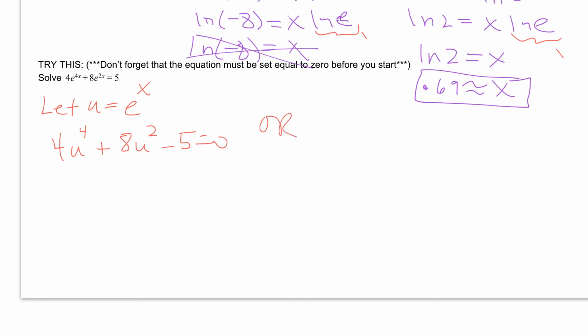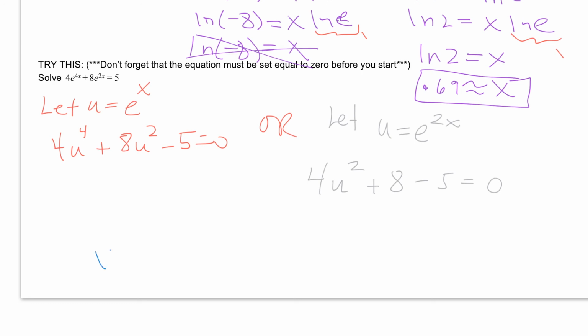Or you could let u equal e to the 2x. And if you let u equal e to the 2x, you end up with 4u to the 2nd plus 8u minus 5 equal to 0. So go ahead, either route that you want to take, and solve for u, and then eventually solve for x. Let me know if you have questions and I can walk you through it. So pause it now, unpause it when you're ready to check.